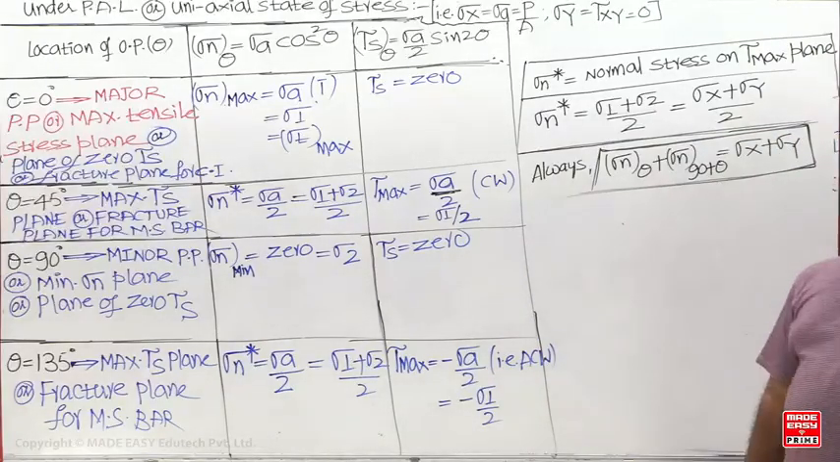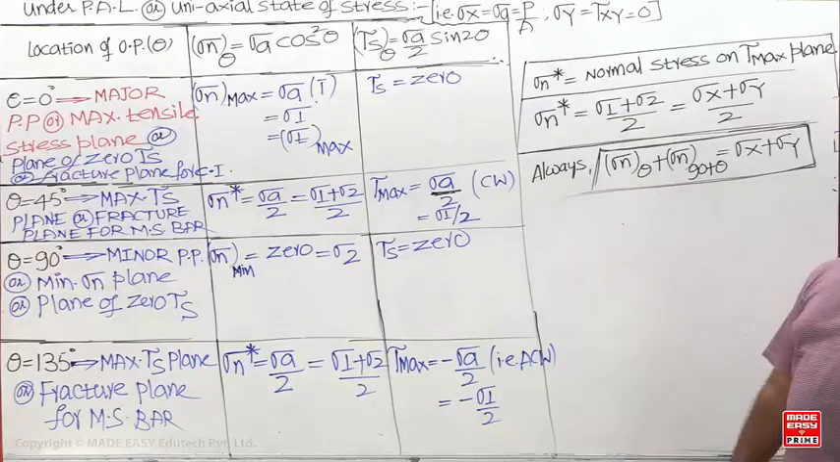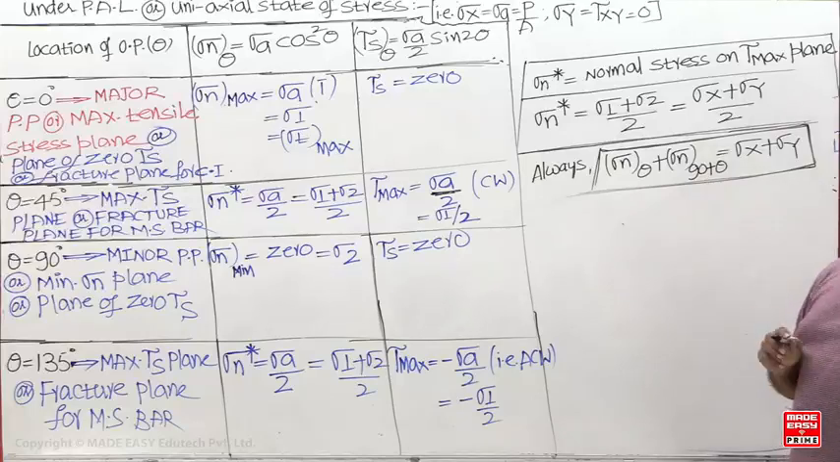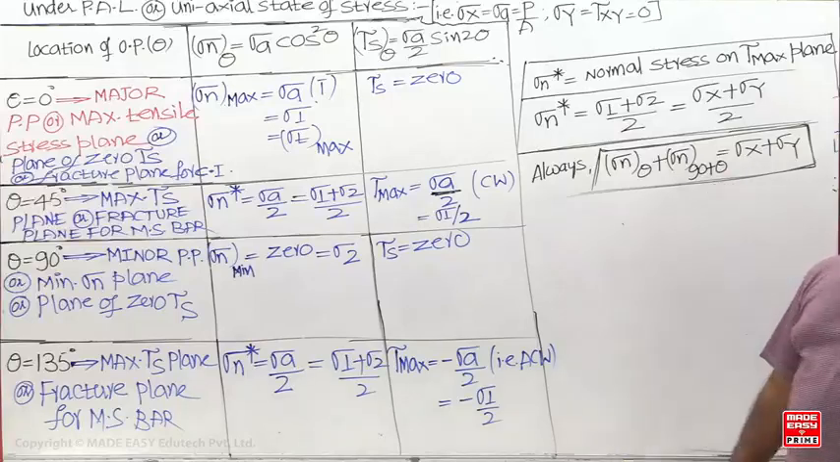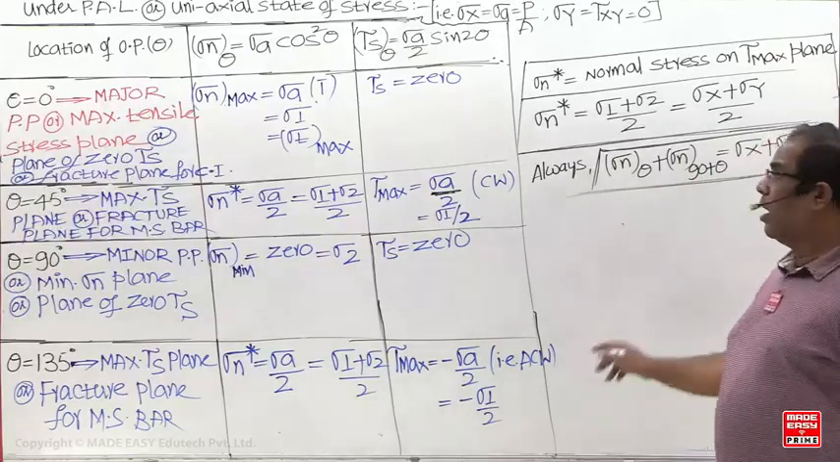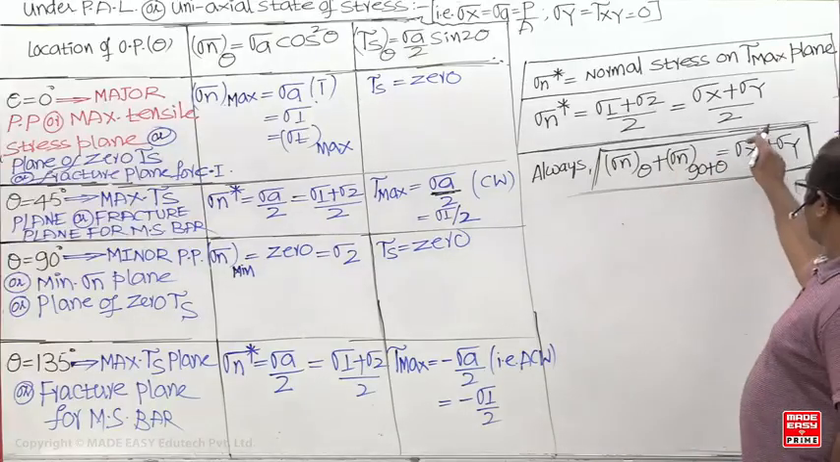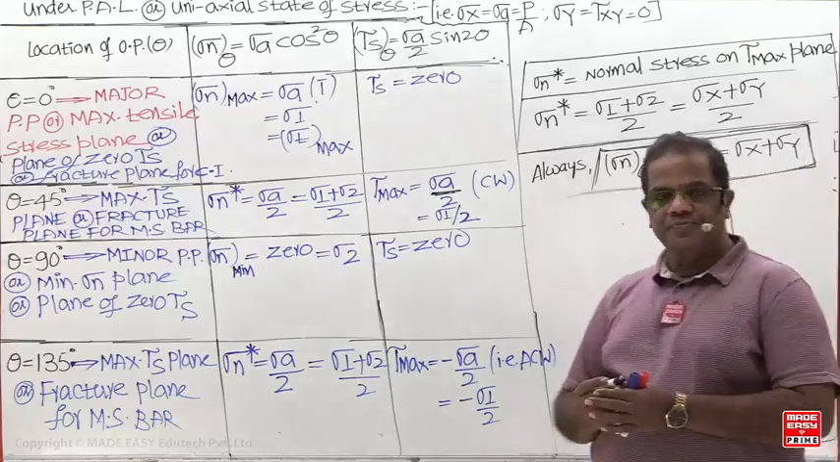This one relation I'm going to prove. What is the meaning of this? Normals on two perpendicular planes. One plane at an angle of theta, one plane at an angle of 90 plus theta. They are complementary planes. So what is the meaning of this? Now, the sum of the complementary normal stresses is always equal to the sum of the normals on the x and y faces. Now you can check it.